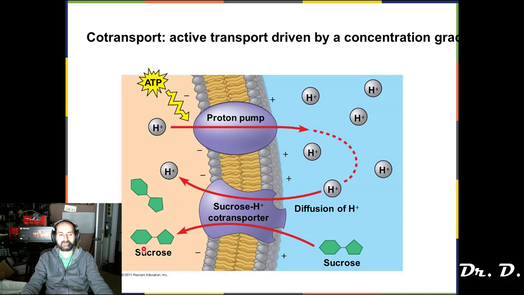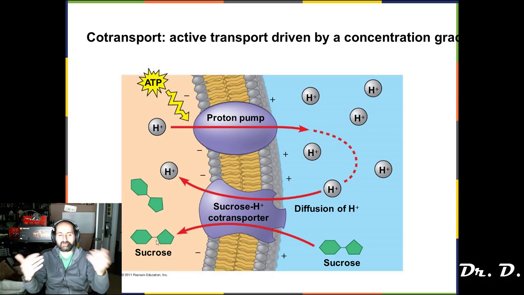There's already a high concentration of sucrose inside of the cell. There's already a high concentration of sucrose inside and a low concentration of sucrose outside. So does sucrose want to enter the cell? Think about it. Does sucrose want to move from an area of low concentration to an area of high concentration? The answer is no, right? Because that would be going against the concentration gradient. But that's exactly what it's doing. Sucrose is going from low to high concentration. How is that even possible?